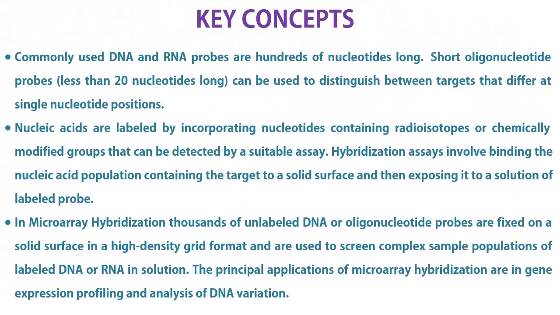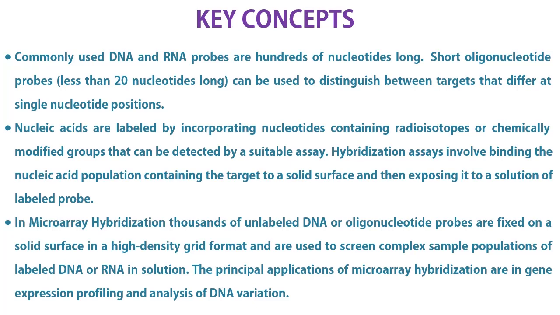Key concepts. Commonly used DNA and RNA probes are hundreds of nucleotides long. Short oligonucleotide probes, less than 20 nucleotides long, can be used to distinguish between targets that differ at single nucleotide positions. Nucleic acids are labeled by incorporating nucleotides containing radioisotopes or chemically modified groups that can be detected by a suitable assay. Hybridization assays involve binding the nucleic acid population containing the target to a solid surface and then exposing it to a solution of labeled probe.